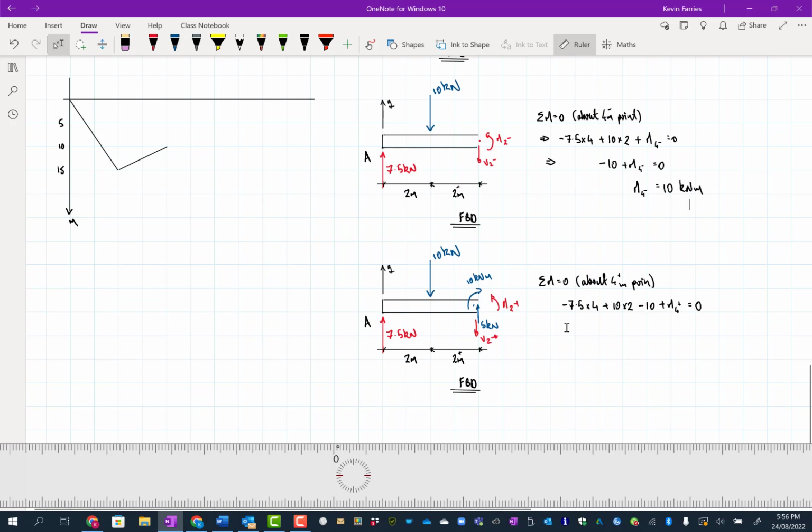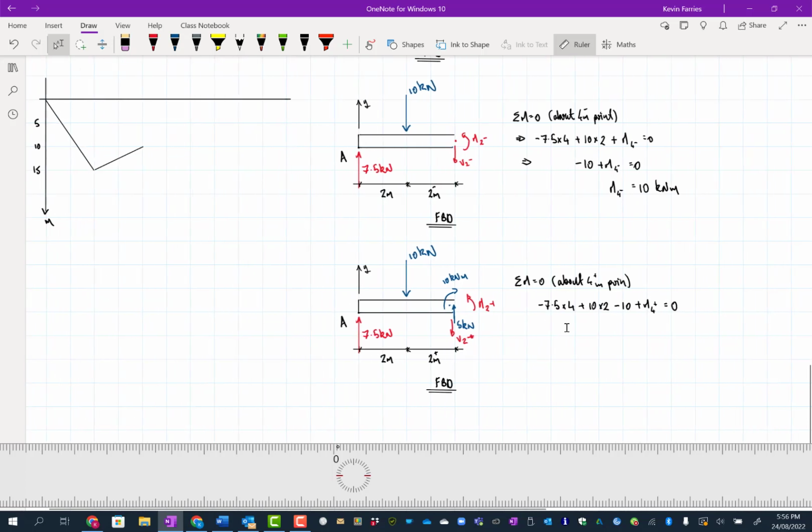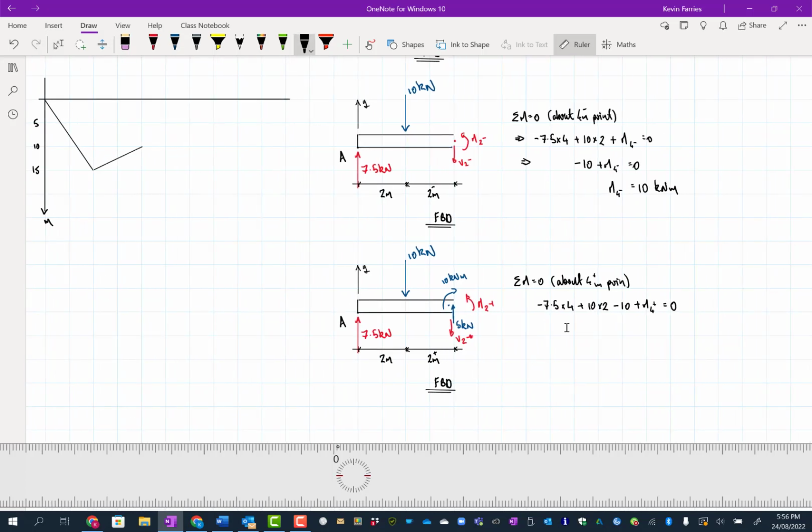And so then if we work that out, we're going to find that it's -10, that's correct. So this is all -10, the same as before. So we get -10 minus another 10 plus M4 is equal to 0. So then M4, just a little bit past 4 meters, is going to be 20 kilonewton meters.